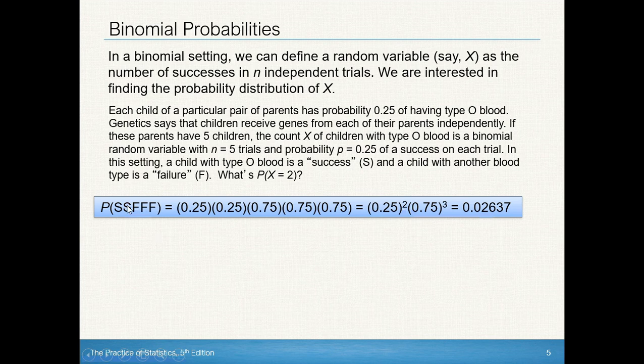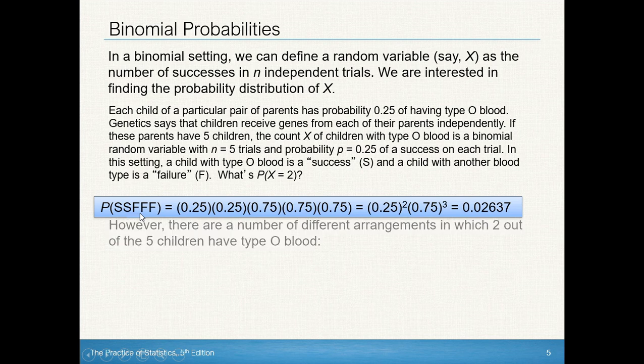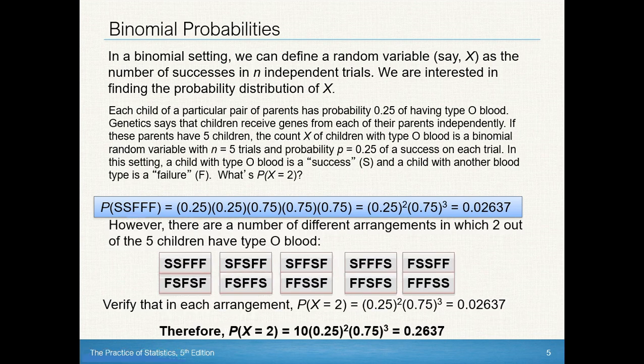But it might not be the first 2 kids that have type O blood. It might be a different 2 kids. In fact, I see that there are 10 different ways to arrange these 2 successes in here. So if this is the first two kids succeed and the other three fail, I need to multiply that by 10 so that I get all these different orders right here. This tells me there's a 26% chance that if a couple has 5 kids and each kid has a 25% chance of having type O blood, there's a 26% chance that exactly 2 of those kids will have type O blood.